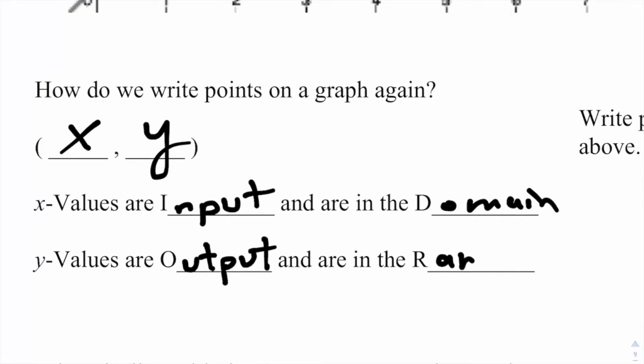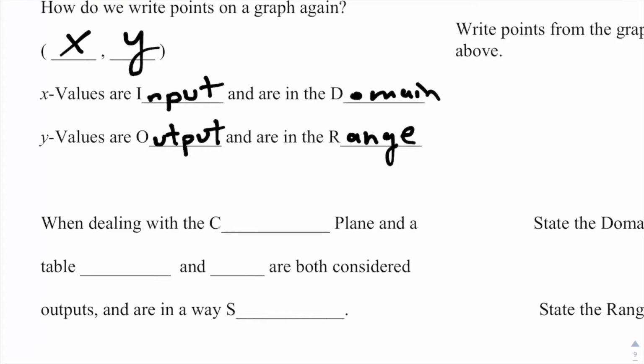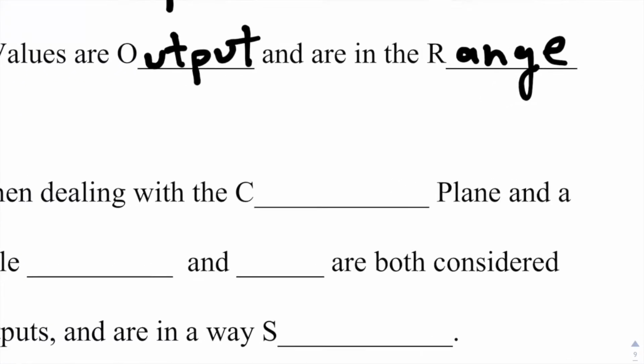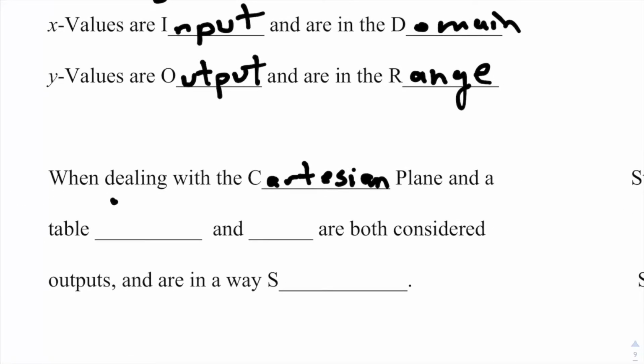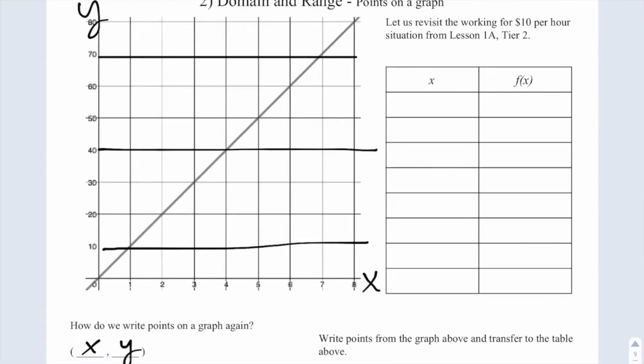the range. When dealing with a Cartesian plane, because that's the xy axis that you have all learned, when dealing with a Cartesian plane in a table, f of x and y are both considered outputs and are in a way synonyms. Let us revisit the working problem from Lesson 1A Tier 2.